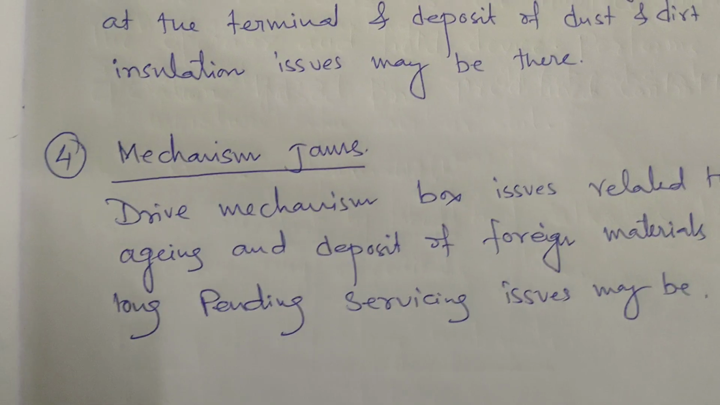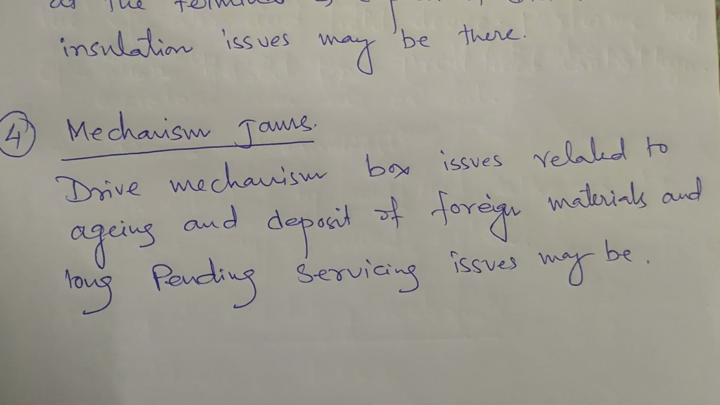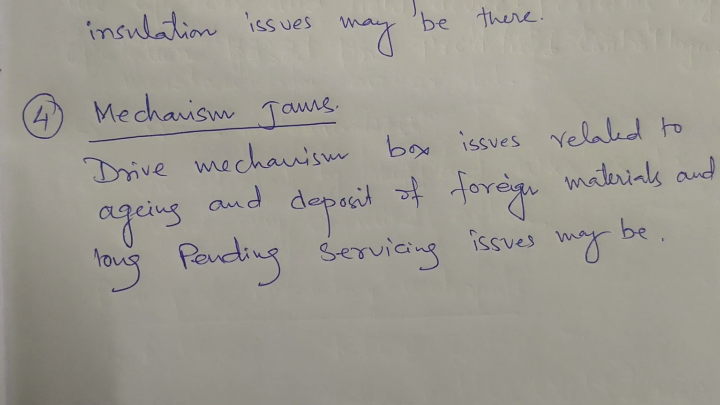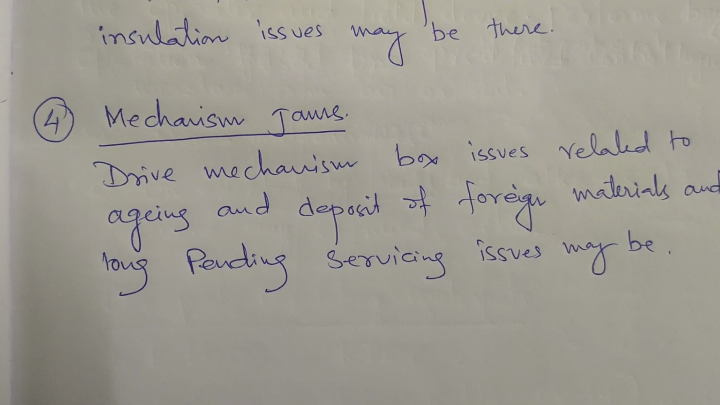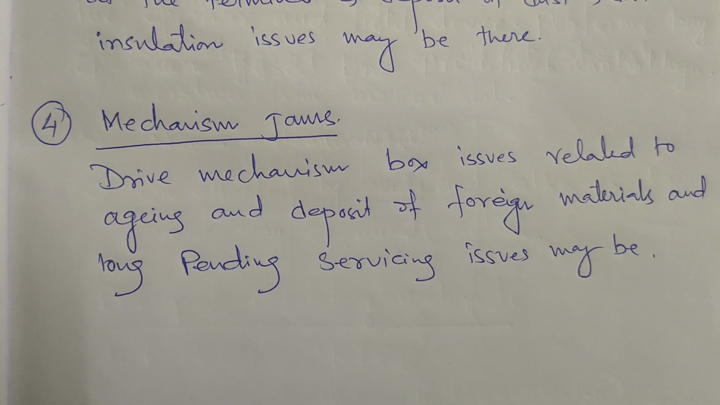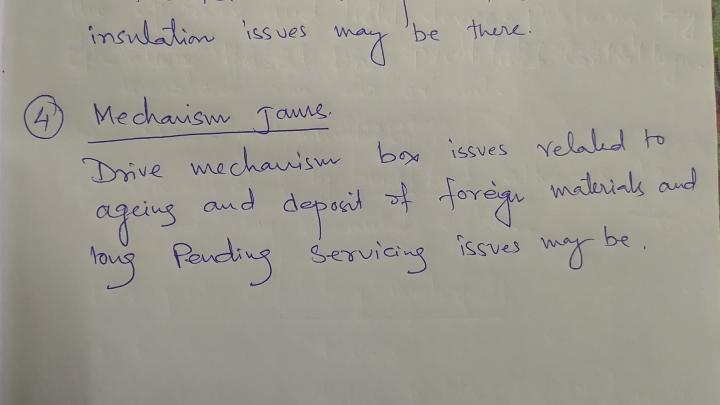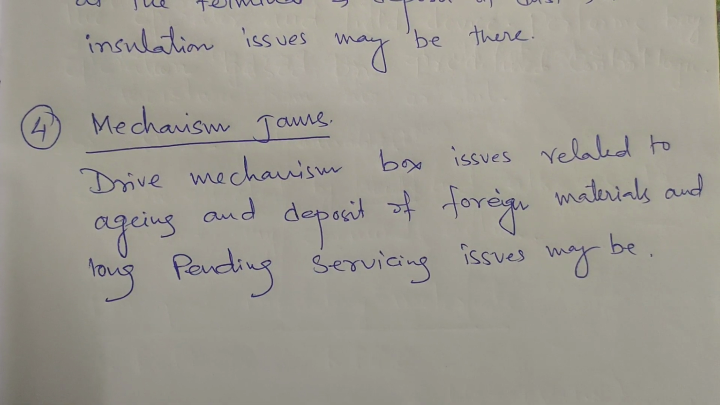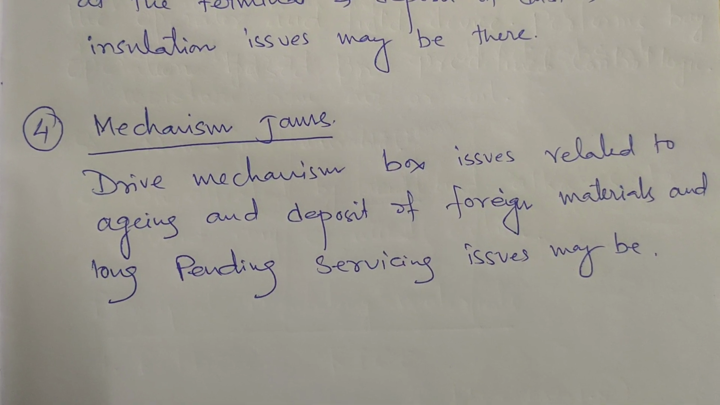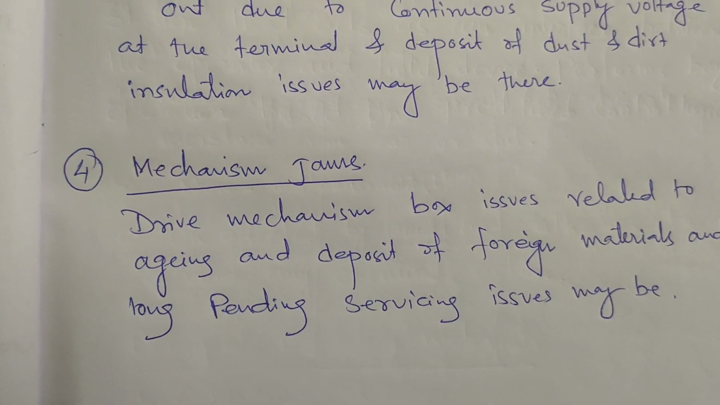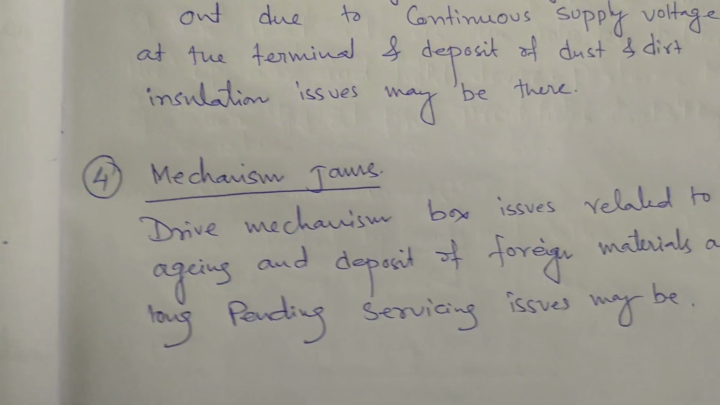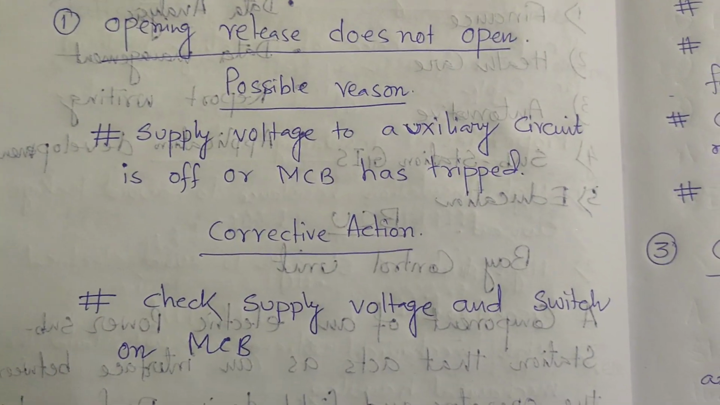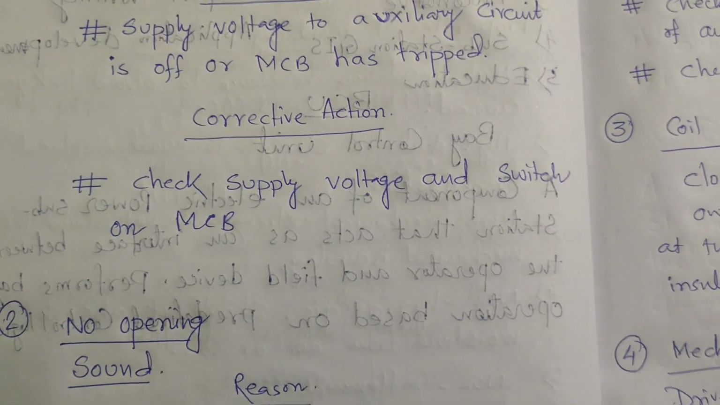So this may be one of the most important reasons for circuit breaker opening or closing problems. Mechanical jamming, drive mechanism box issues related to aging, deposits of foreign materials, and long pending service issues may be there. So today we have discussed the circuit breaker, how the circuit breaker does not open, what the reasons behind it may be, and what the solutions are as per experience.